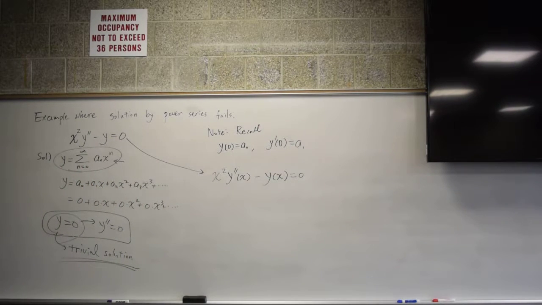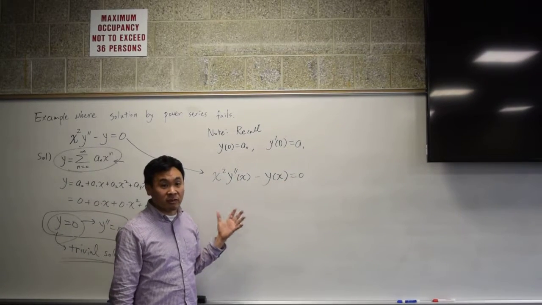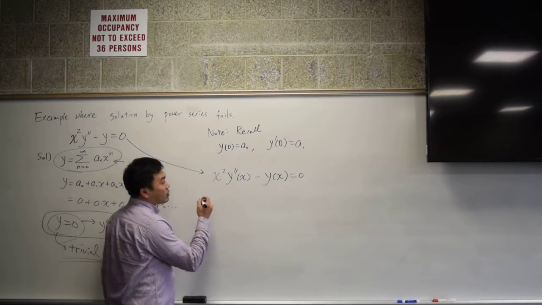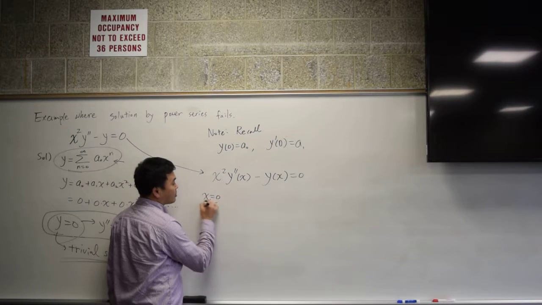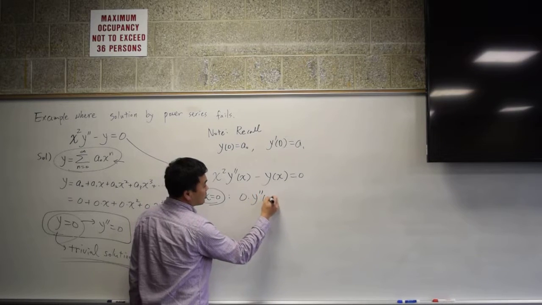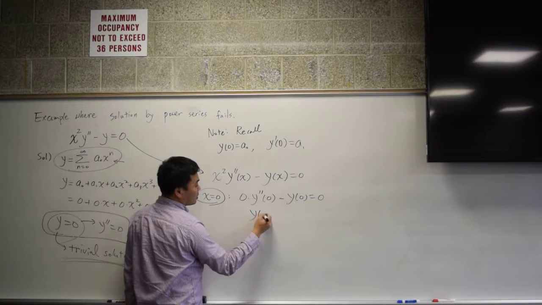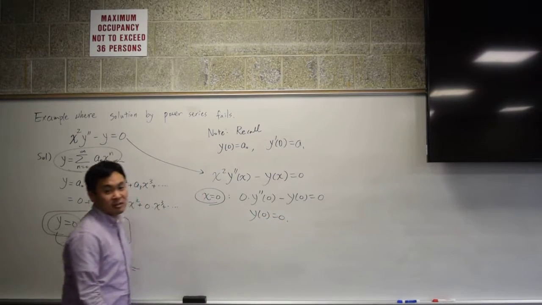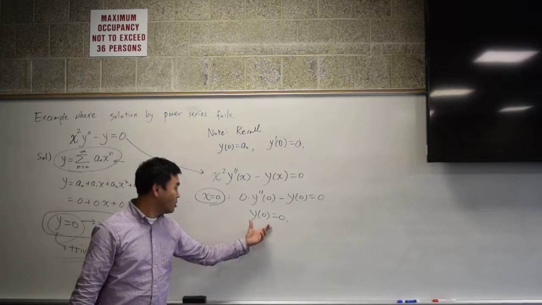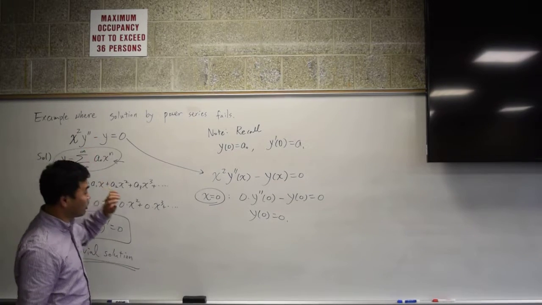And this is a functional equation, meaning that this should be true for any value of x, including x equal to 0. So think about what would happen if you put x equal to 0. You would get 0 times y double prime of 0 minus y of 0 equal to 0. Because 0 times anything is 0, you have negative y of 0 equal to 0. So you're forced to say y of 0 is 0. And that's what's wrong with this differential equation.